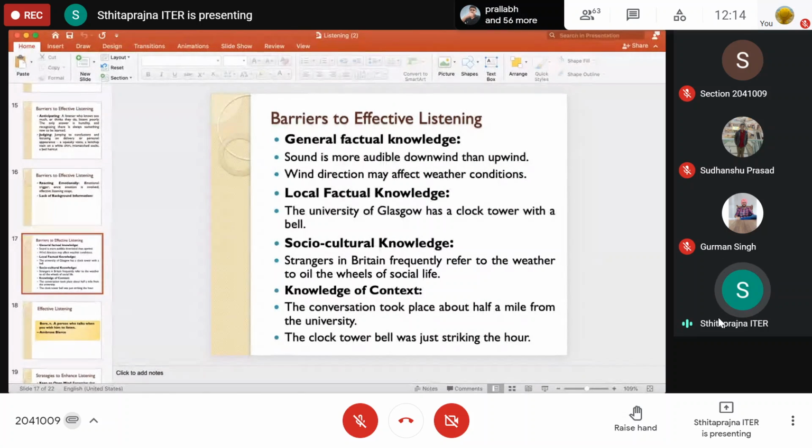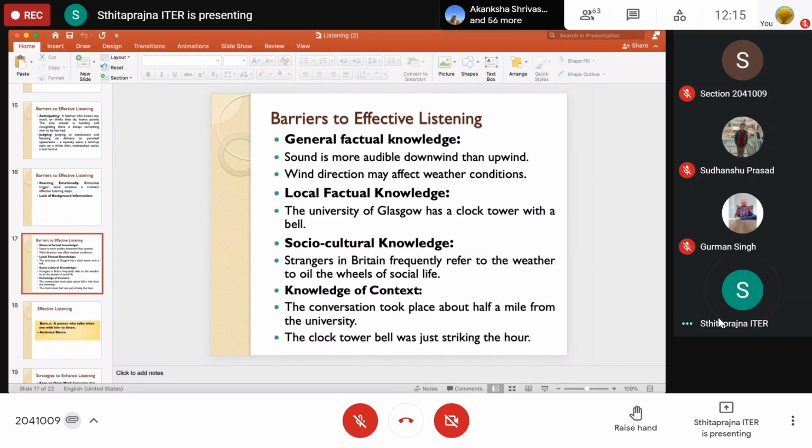Now, the local factual knowledge is that the University of Glasgow has a clock tower with a bell. And the socio-cultural knowledge that we must know is that strangers in Britain frequently refer to the weather to oil the wheels of social life. Like in our country, we can talk to strangers about anything. But in Britain, possibly they don't talk much to strangers, and even if they do, they would simply refer to the weather. And that's why they have this form of greeting: good morning, good evening, good night.